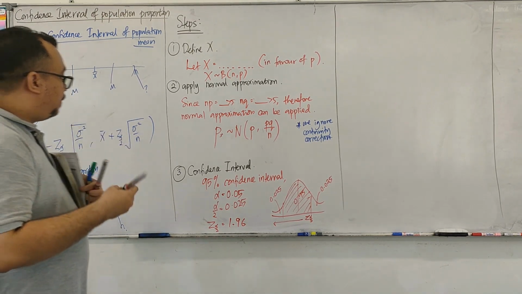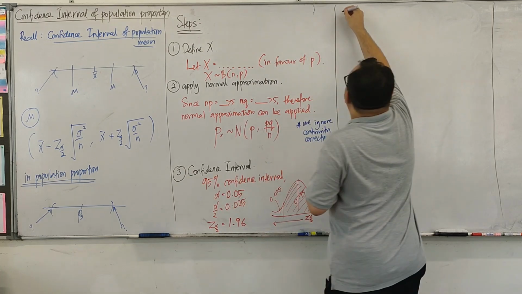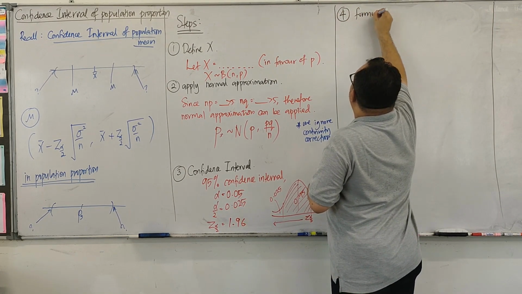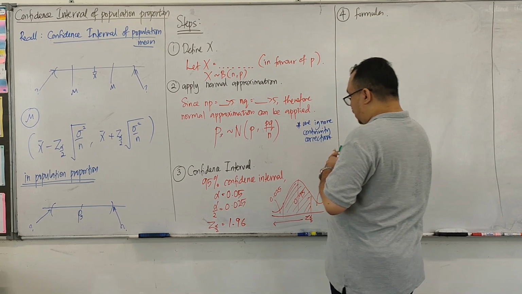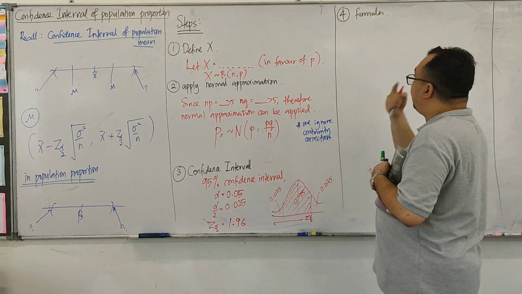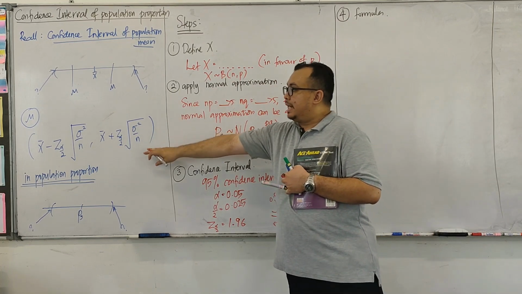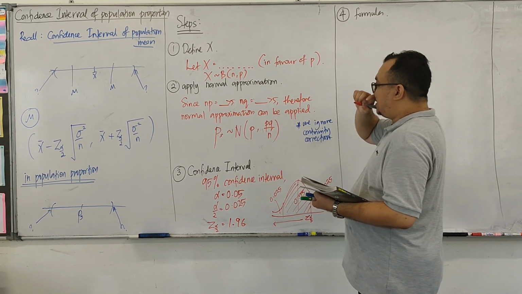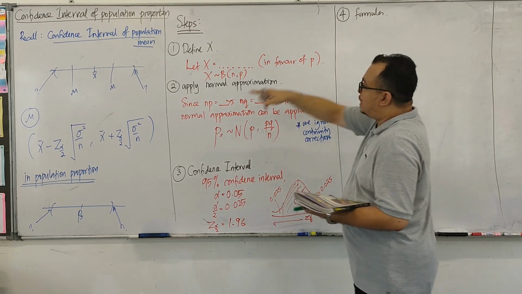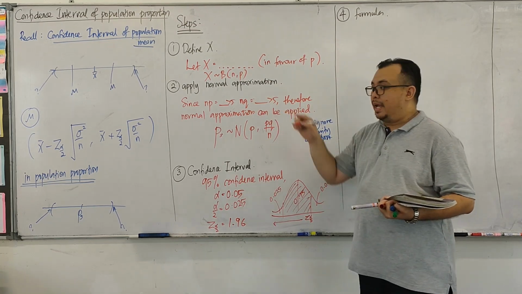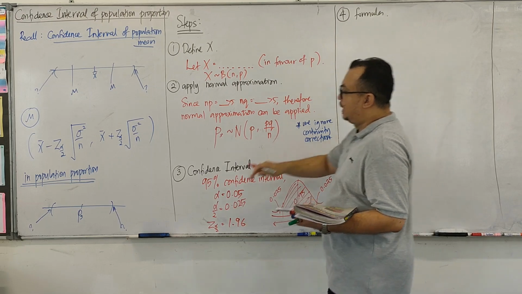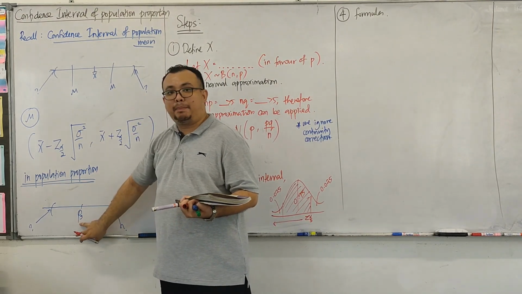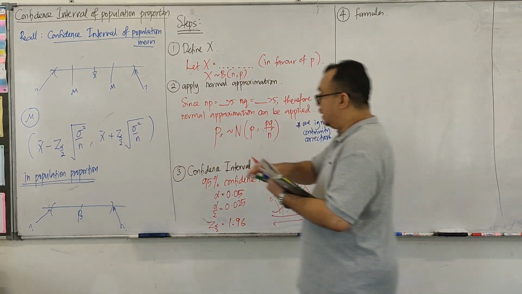So we go to step 4. Okay, step 4 kita ada formula. Okay, so you write down your formula. Formula what? More or less it is like before. Except now, x bar kita tak tulis x bar. X bar kita akan gantikan dengan PS. Kalau sebelum ni x bar di tengah-tengah, sekarang PS berada di tengah-tengah.